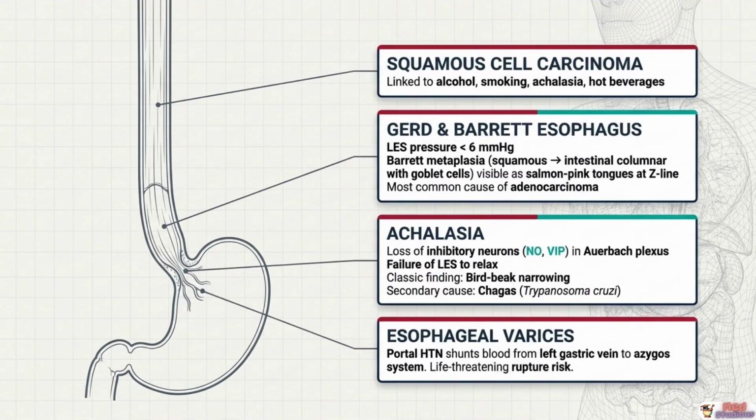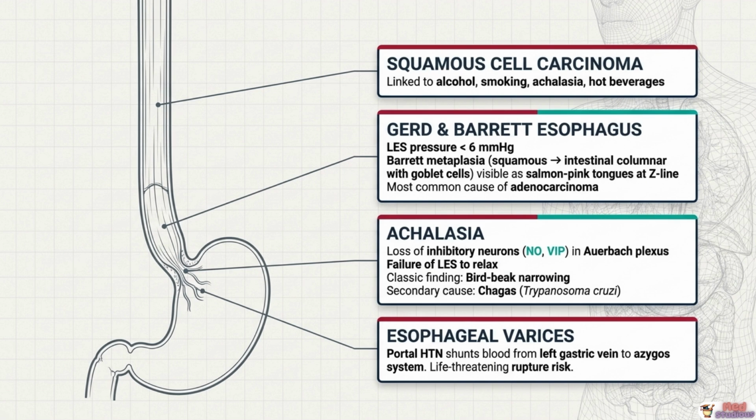The esophagus is a short organ with an outsized exam presence, and 4 conditions dominate. Squamous cell carcinoma affects the upper 2/3 and is driven by alcohol, smoking, achalasia, and chronic exposure to very hot beverages. It's the dominant esophageal cancer worldwide, especially in regions like East Asia and parts of Africa.